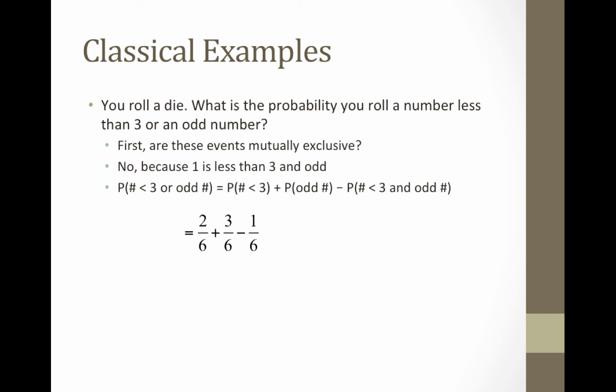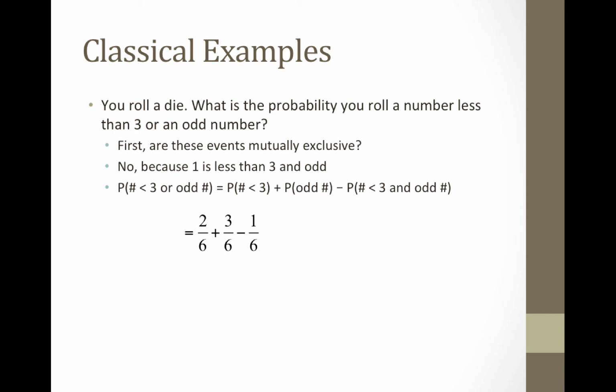Let's take a look at our first fraction. How many faces are less than 3? Well, there's 2 of them. So 2 over 6 is our first fraction. How many faces are odd? Well, the 1, the 3, and the 5 are odd. So that gives us 3 over 6 for our middle fraction.